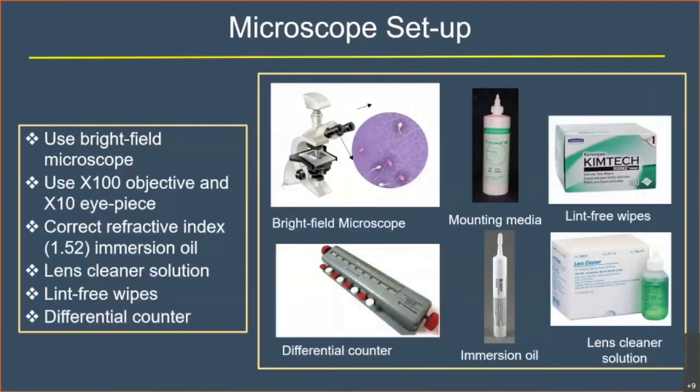The microscope setup includes the bright field microscope. We also make use of a 100x objective and a 10x eyepiece. The immersion oil used should be of a high refractive index, which is 1.52, and we also use the differential counter, which is shown in the image on the right, to count the stained and the unstained spermatozoa. Next slide, please.